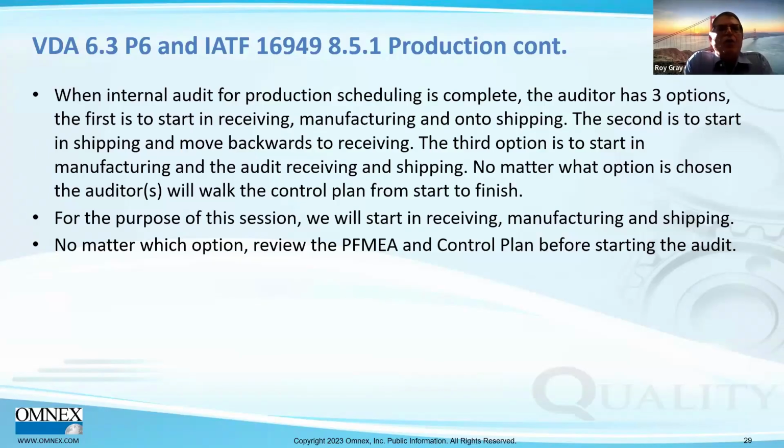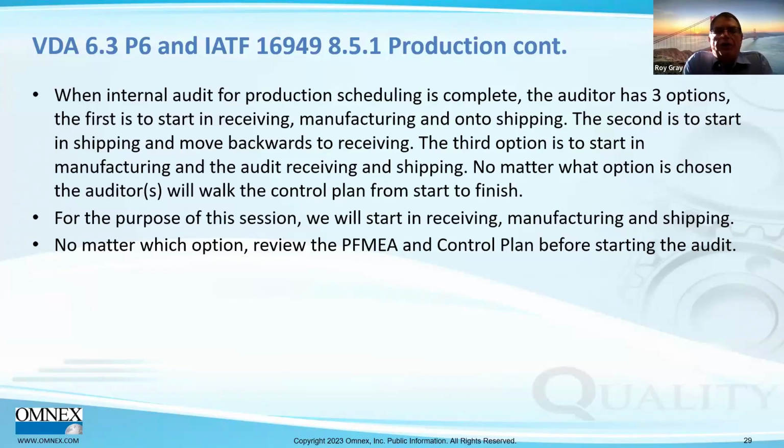I like to start in manufacturing, because then when I go back to receiving, looking at the components that were received, I know when they were received. I can look at any records that are there. It also gives me an audit trail going back to supplier management to see how well that particular supplier is performing. So I'm covering 8.4 of IATF and P5 as well. But no matter which option you choose as an auditor, you're actually walking the control plan from receiving all the way through shipping.